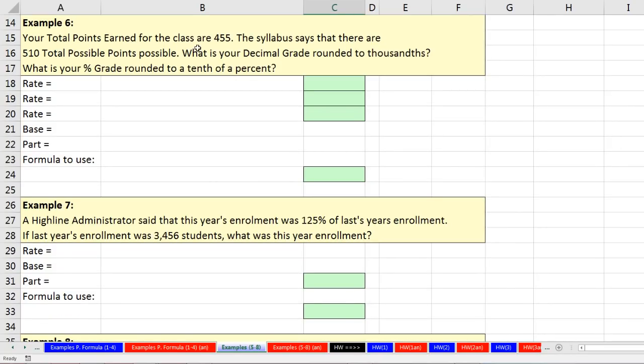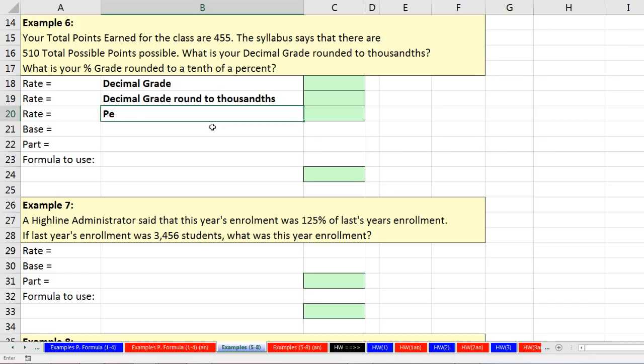All right, example number 6. Your total points earned for the class were 455. The syllabus says there are 510 total points possible. What is your decimal grade rounded to the thousandth? What is your percentage grade rounded to the 10th of a percent? All right, so it sounds like we're solving for rate, and we are rounding it 2 different ways. Decimal grade, that's the rate that we're trying to solve for. Decimal grade, but this one we need to round to the thousandth. This one is percent grade, 10th of a percent, and I don't quite have enough room, so I'm going to put a percent symbol.